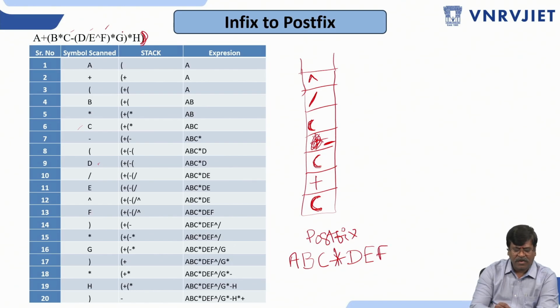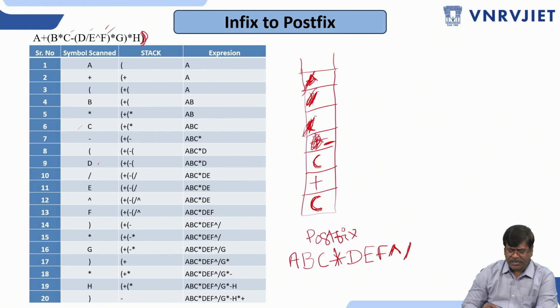Now I am getting close bracket here. Whenever you are getting the right parenthesis or closed bracket, we need to pop out all the operators present in the stack until the open bracket. So what are the operators I am having? Power. So add it to the postfix. Next you can pop out slash and remove this open bracket. So these three will be removed from the stack.